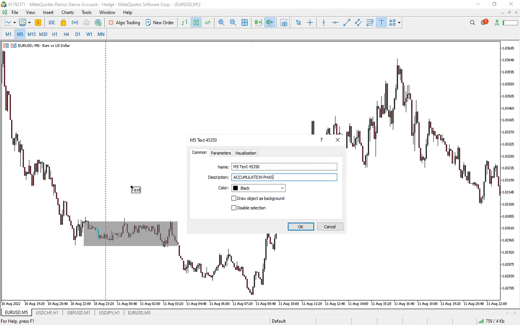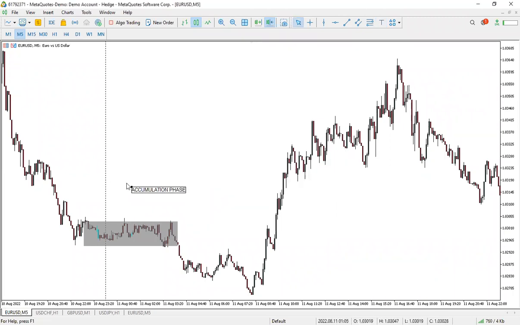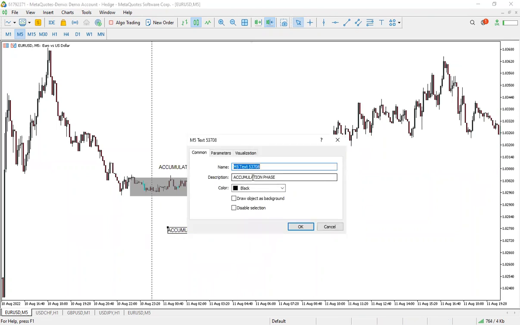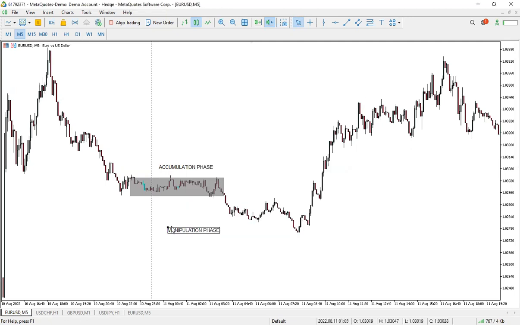Accumulation phase here. Here it is. I'm running it. I'm not doing magic. And then here it's our manipulation. Our manipulation phase. You see, manipulation, and from there, what happened? Distribution.